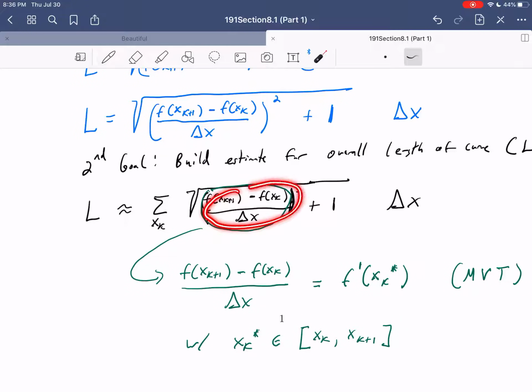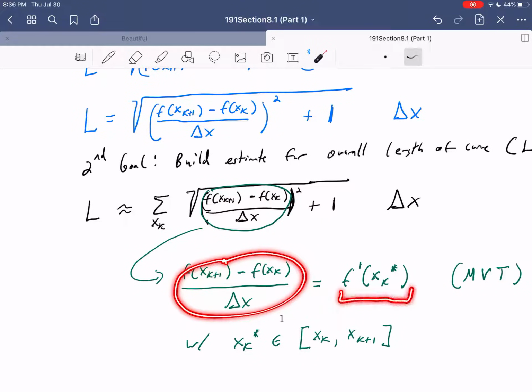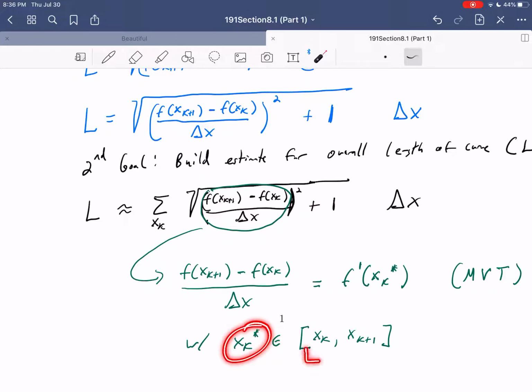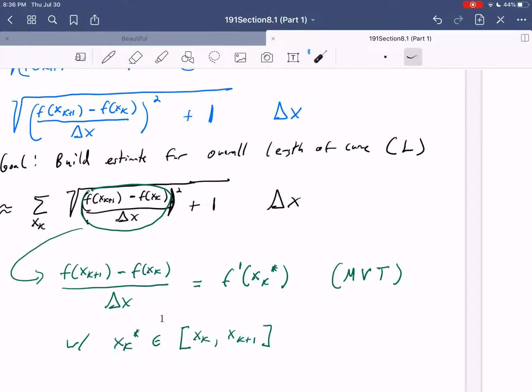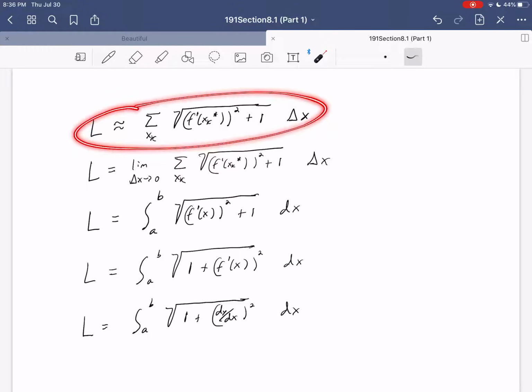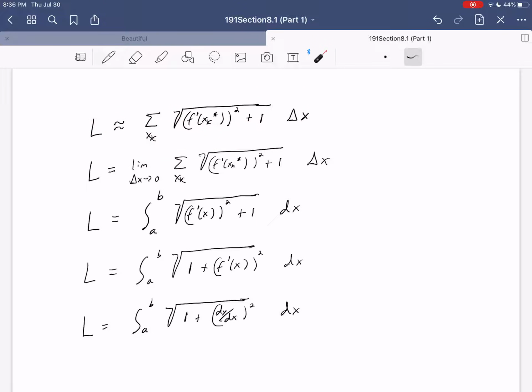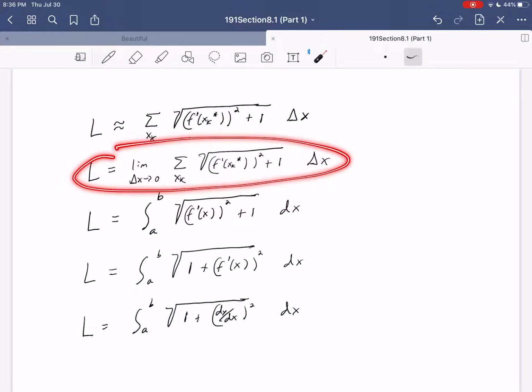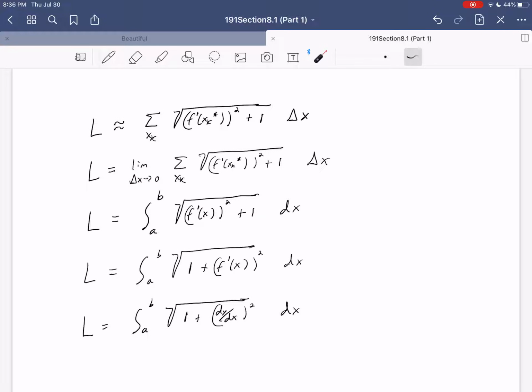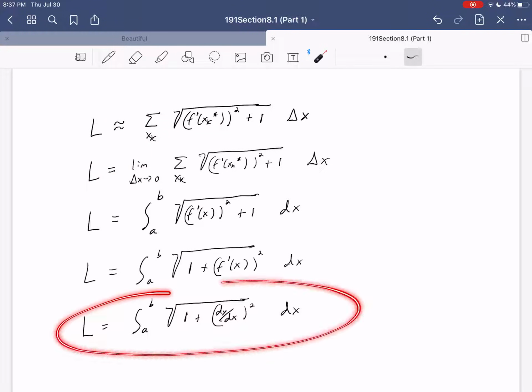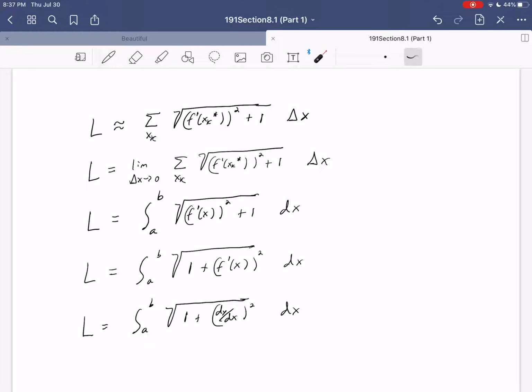So we analyzed this. We used a very clever application of the mean value theorem, which told us that that fraction was actually equivalent to the derivative at some value. We don't know what that value is, but we know it's in that interval. So we were then able to replace it as the sum of the square root of the derivative squared plus 1. We did our standard trick of letting the limit as delta x goes to 0 so that it was no longer an approximation, it became an equality. And then we just rewrote it as a definite integral here.